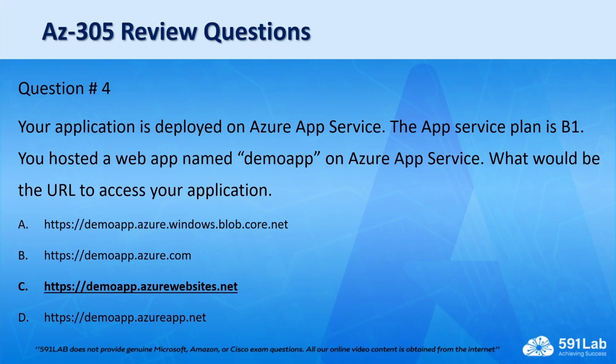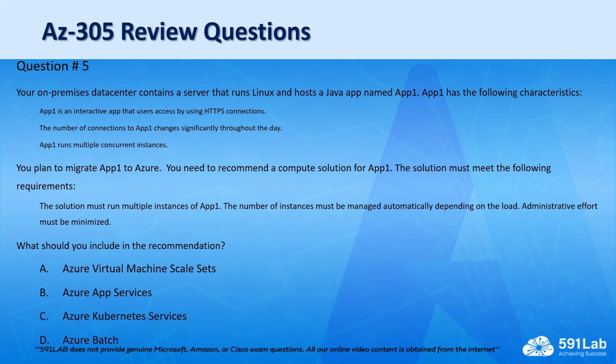Now it's time to move to the next question. In this question, it says your on-premise data center contains a server that runs Linux and hosts a Java app named App1. Okay, we have a data center and a server in the data center which is running on the Linux operating system, and it is hosting a Java application named App1.